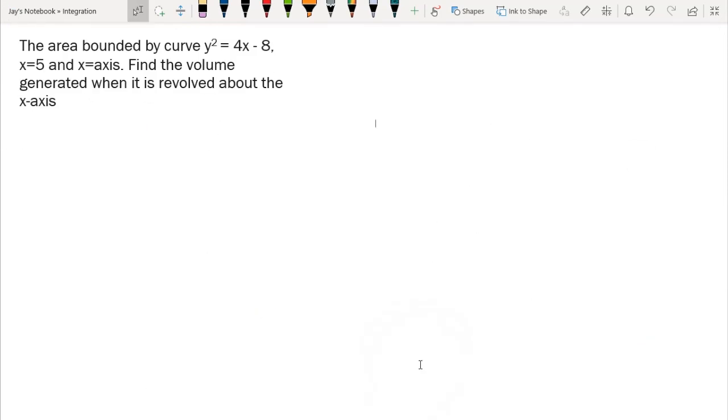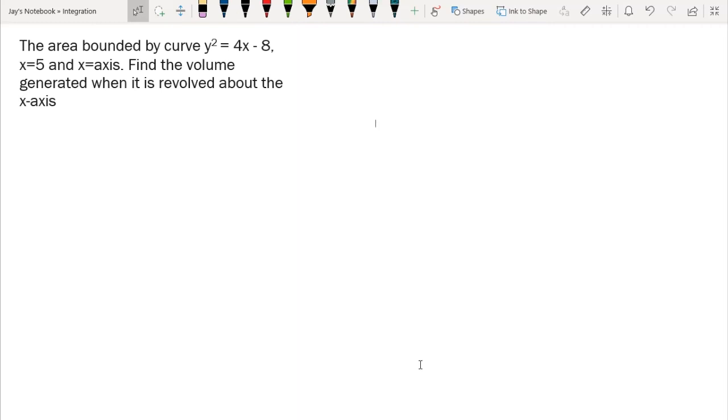And then we have an example here. The area bounded by the curve y squared is equal to 4x minus 8, x is equal to 5, and the x-axis is revolved about the x-axis. So we need to compute the volume.